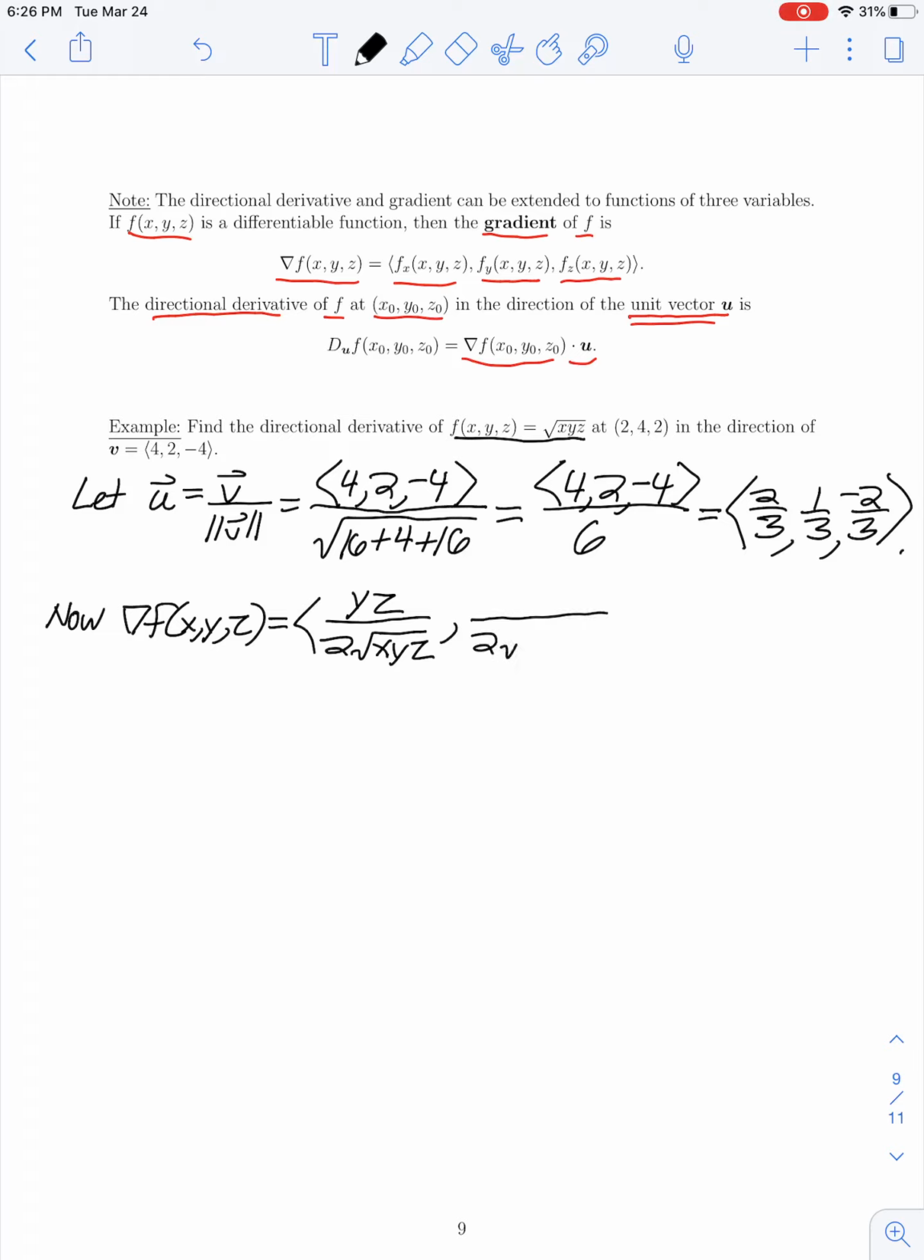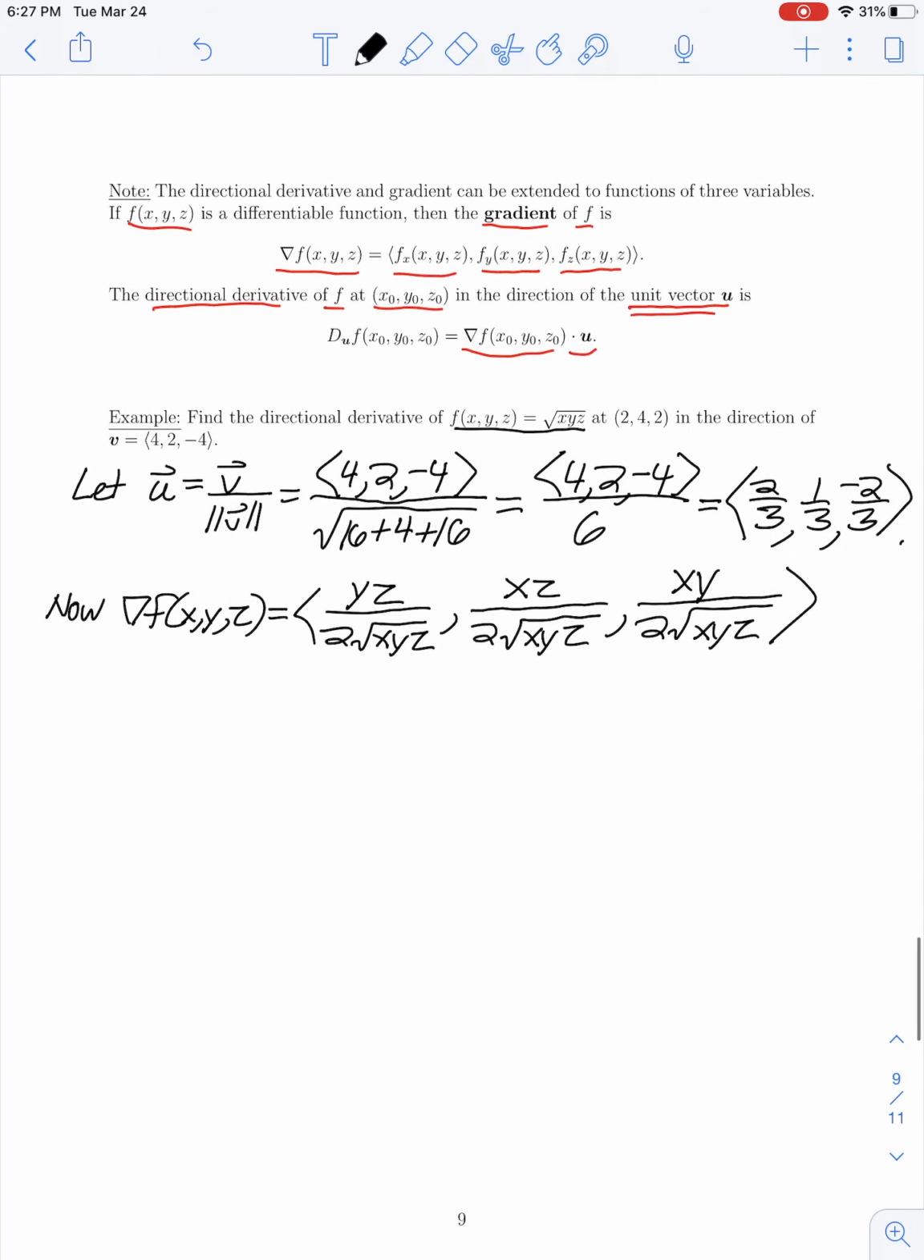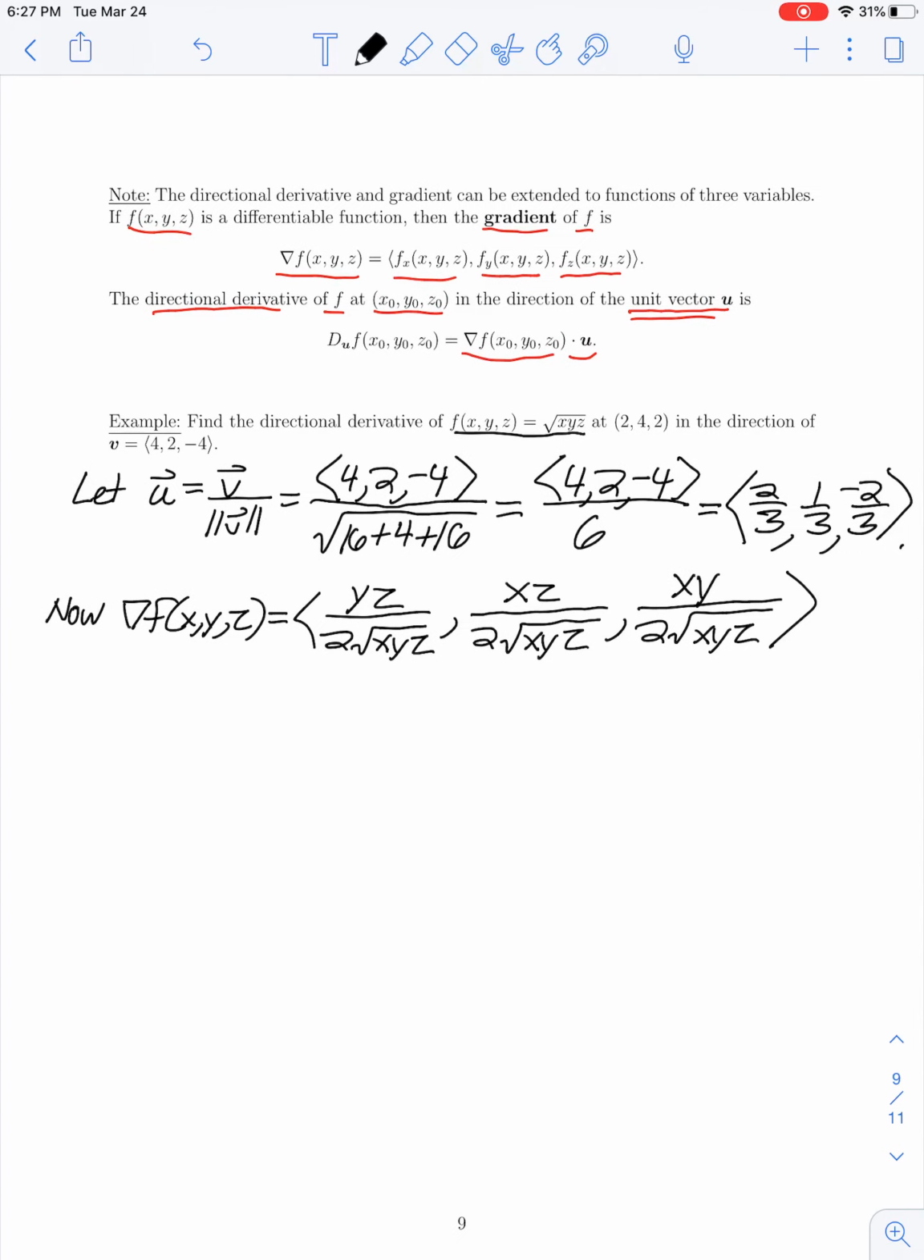And for the second component, again, the derivative of our outer function would be 1 over twice the square root of x times y times z, multiplying by the derivative of the inner function with respect to y, we have x times z. And then for our last component, we have 1 over twice the square root of x, y, z, times the derivative of the inside with respect to z leaves us x times y. And we're interested in the value of this gradient at the point 2, 4, 2.